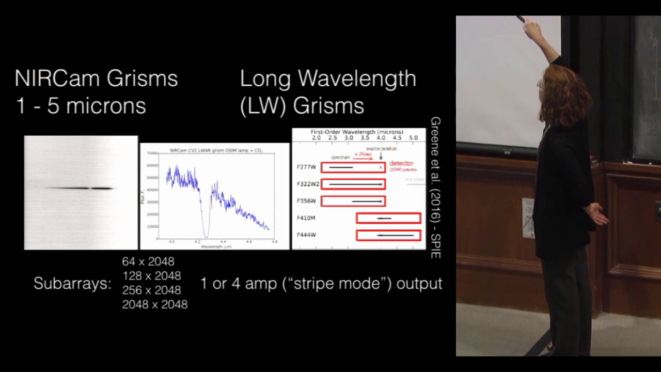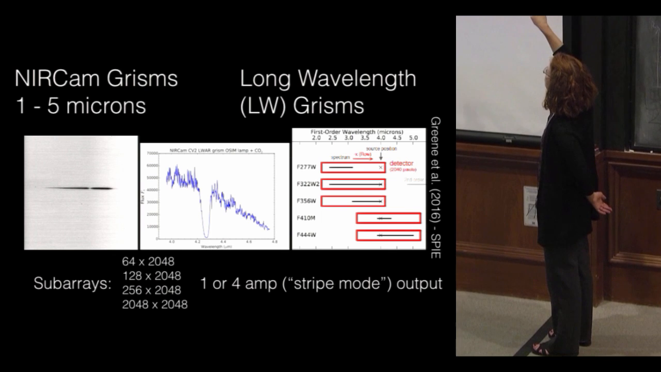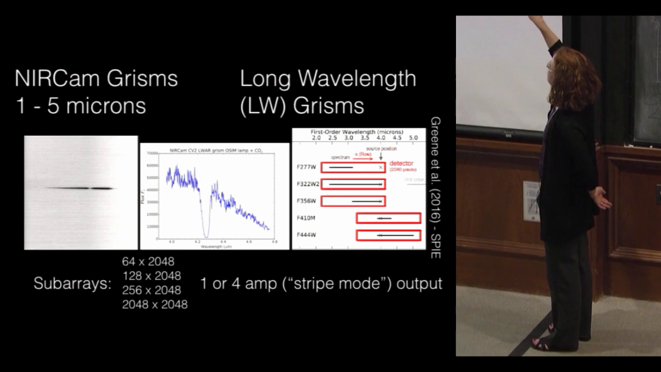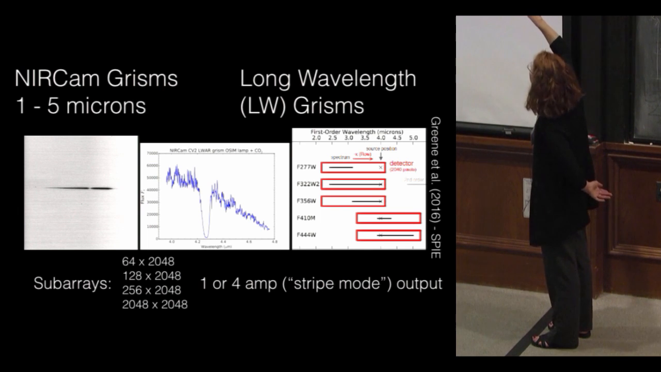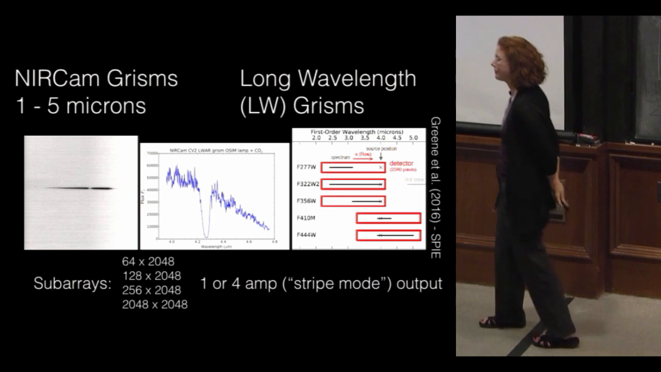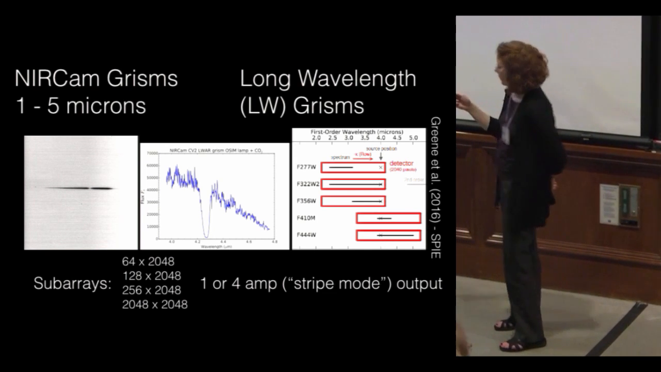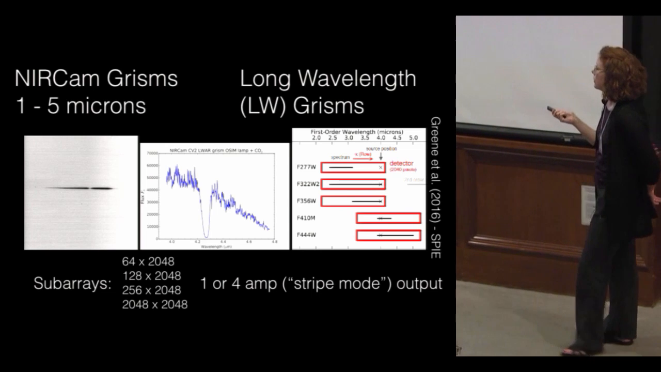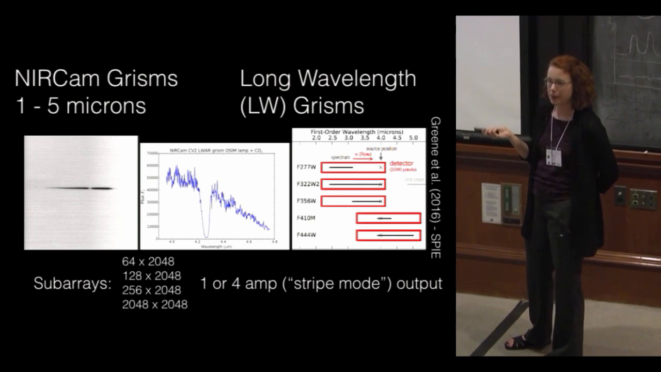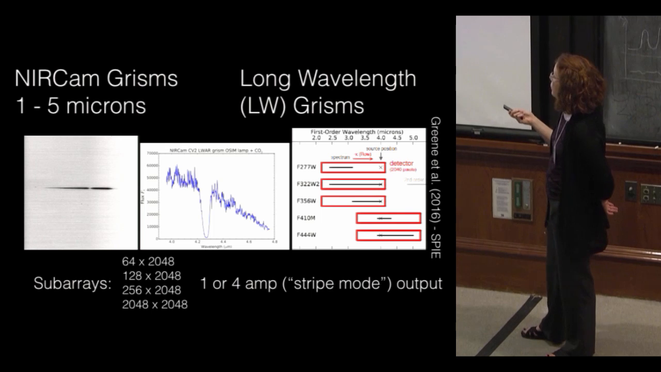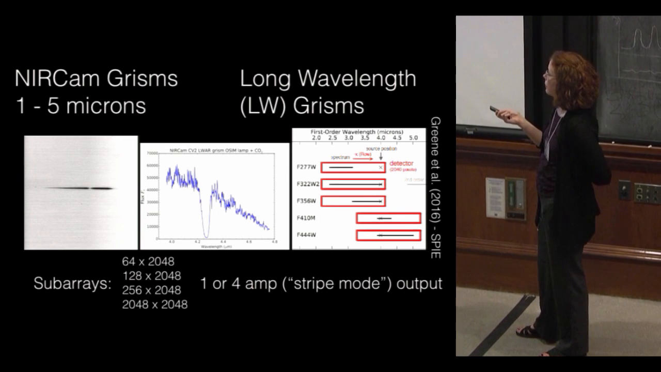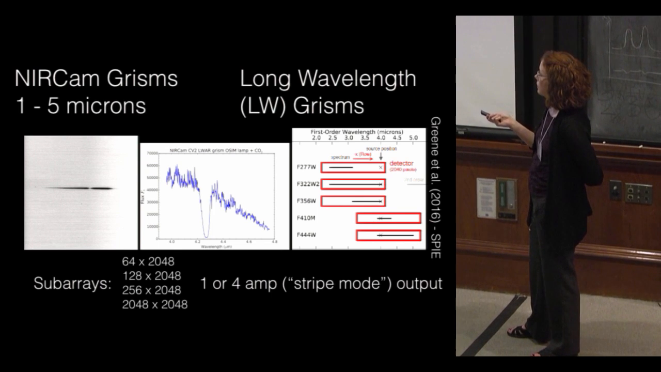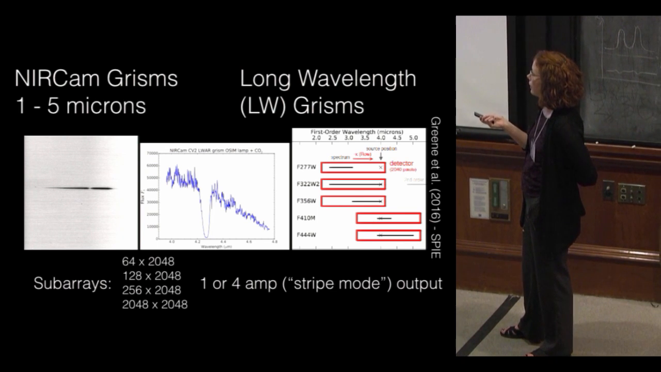The main ones will be the F322W2, which will give you basically 2.5 to 4 microns, and then the F444W, which will give you, did I get that backwards? Oh, no, 4 microns to 5 microns, sorry. There's also a number of different subarray options that allow you to control basically your frame time and, of course, your integration time. You can go to very small substrips for very bright targets, from 64 by 2048, all the way up to using the full frame for some fainter targets.